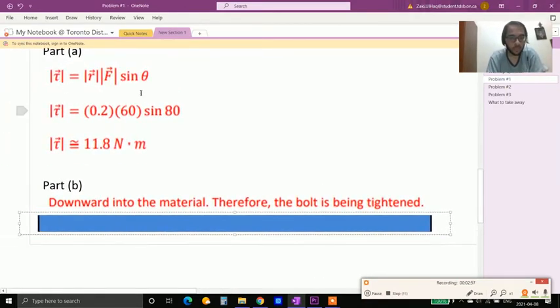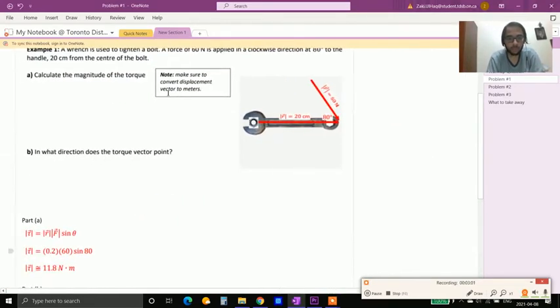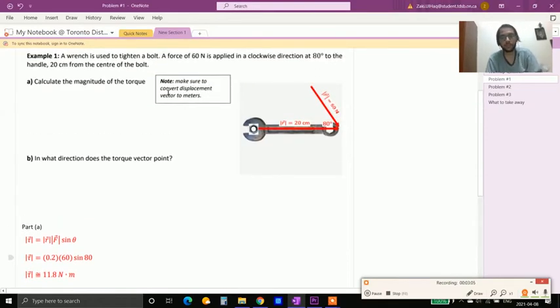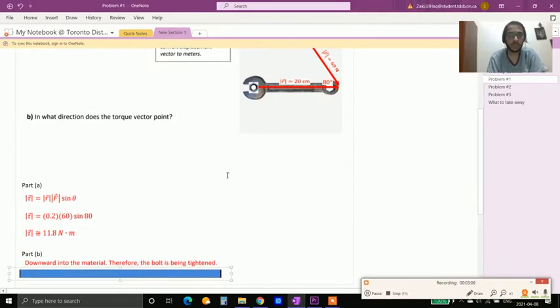So this is what I'm trying to tell you guys. Understand your formulas, make sure you draw your diagrams, and you'll basically be able to solve these questions. The wording can get a little confusing, but just make sure to practice these types of questions. Moving on.